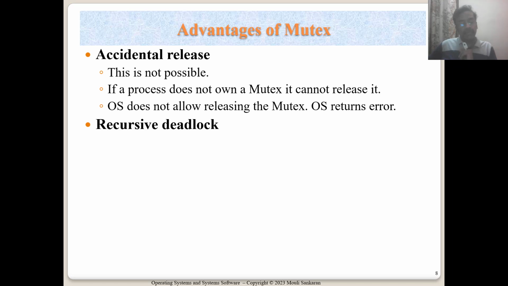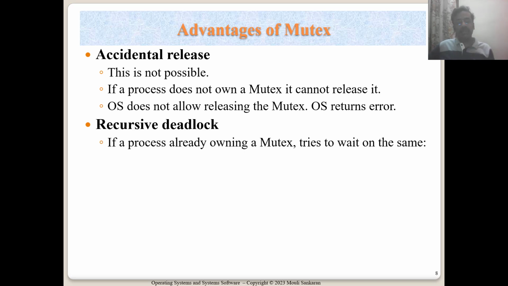Now, recursive deadlock. Suppose the process itself calls wait on the semaphore again. It will not allow the process to wait if it is already owning it. It will come out saying that you are the owner already. So you cannot call wait on the same semaphore that you own already. So recursive deadlock is solved.